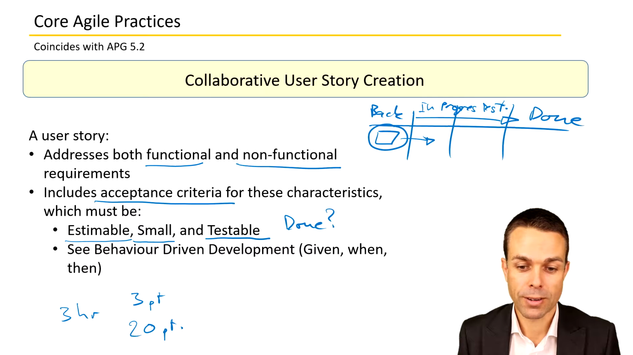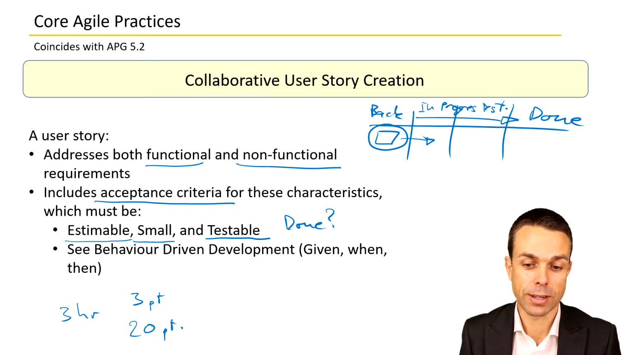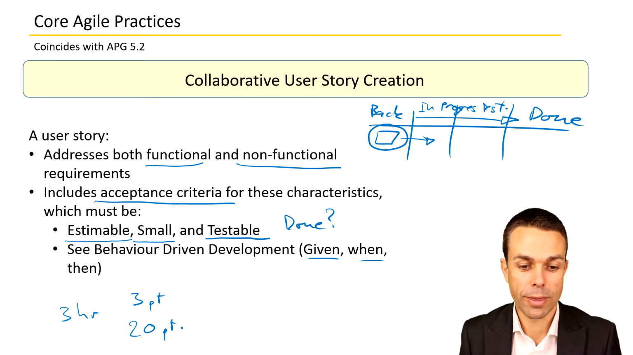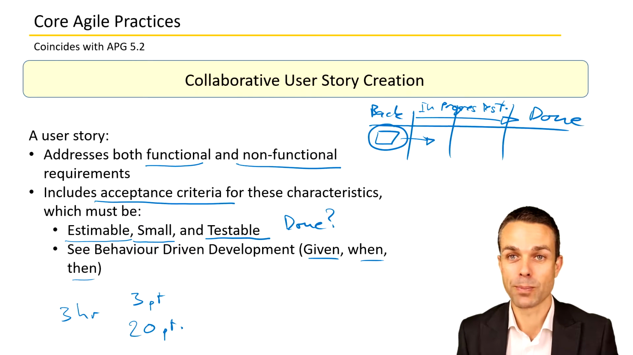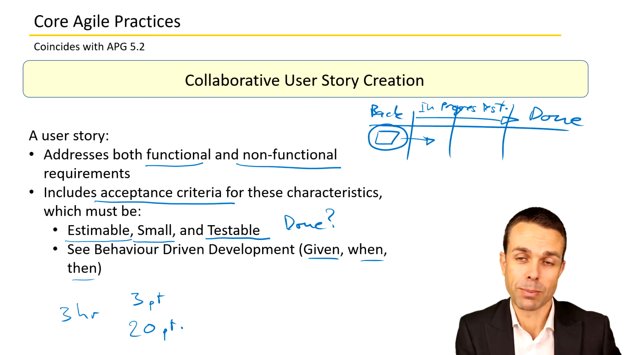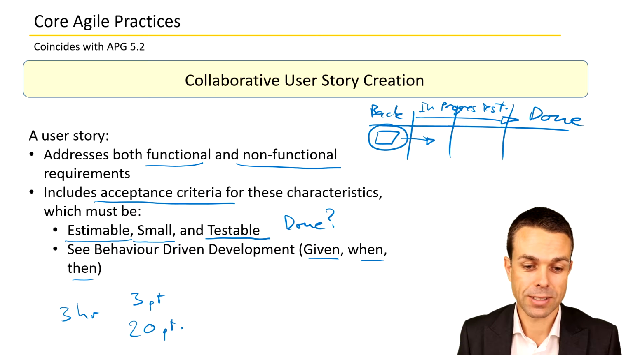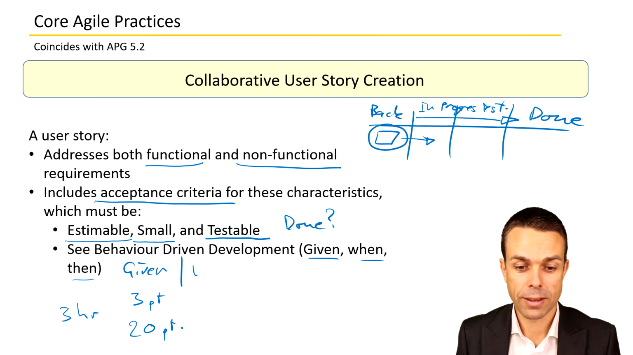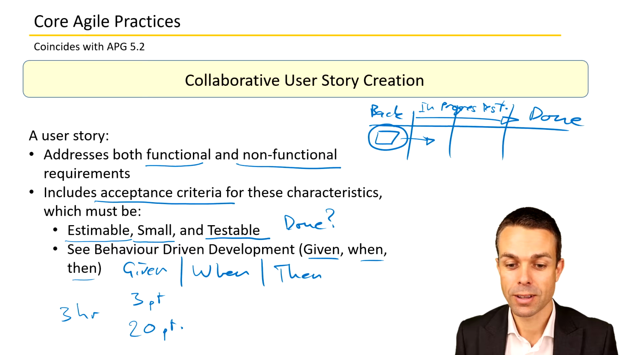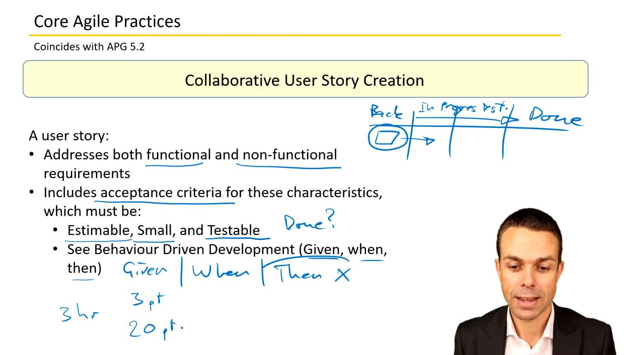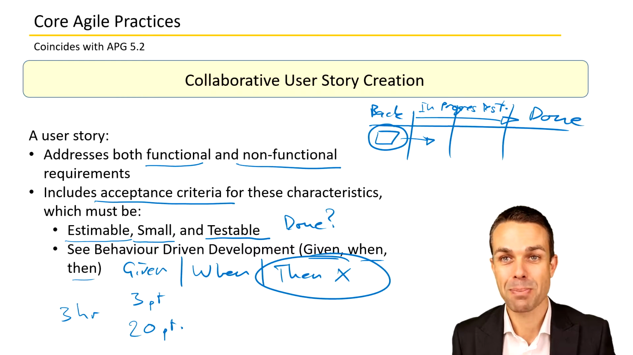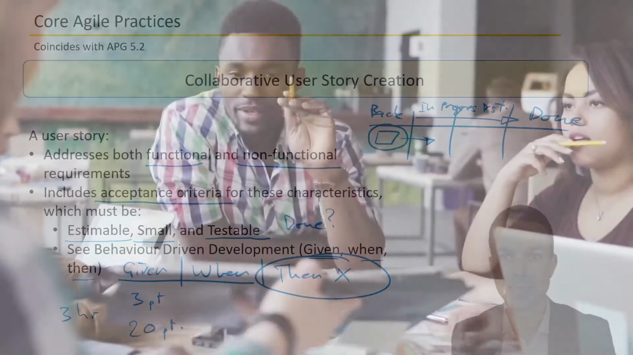And with the testable part, often the test is written, or the acceptance criteria is written as the given when then, which is behavior-driven development, another sort of auxiliary part of Agile. And all that is, given a certain scenario, when this happens, then I want X to happen. And that's the part that we want to test and make sure is happening given all of these criteria.